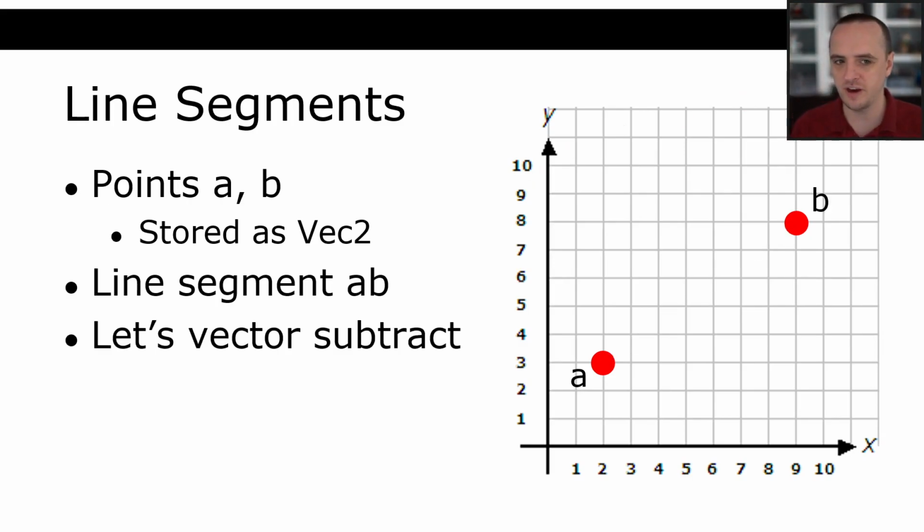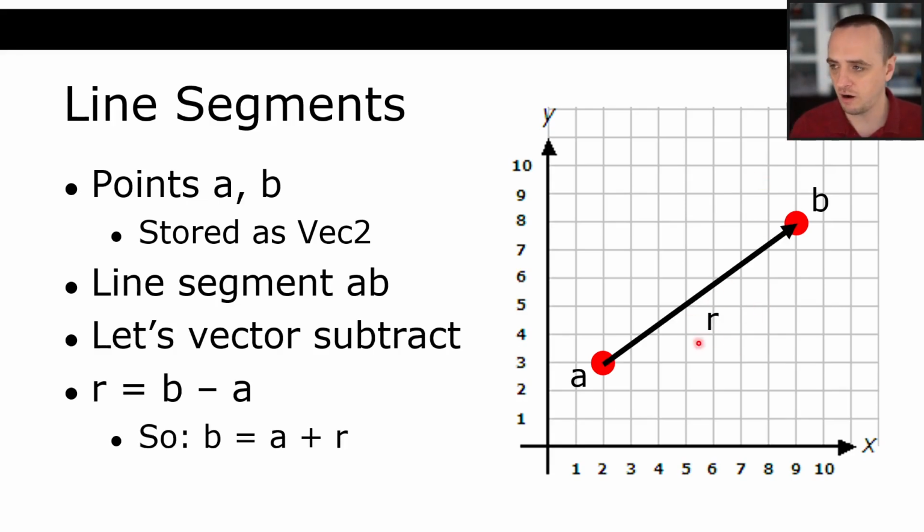So let's try some vector subtraction. If we take R, which is equal to B minus A, we've seen this before. We're taking destination minus source. So R represents the vector which goes from A to B. So B is going to be A plus R. We already know this. This is pretty basic vector math.